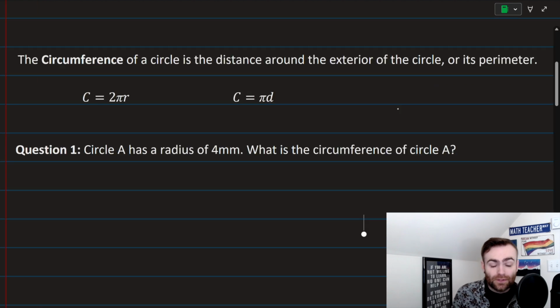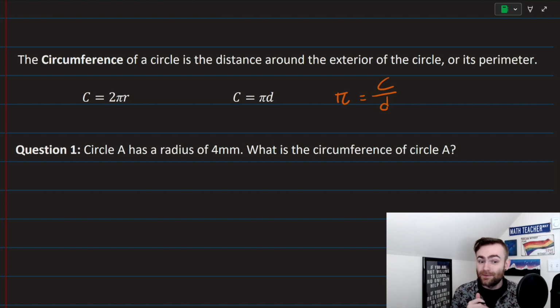Let's keep going. The circumference of a circle, or its perimeter, is 2 times pi times r, or pi times the diameter. That's actually how pi is defined: the ratio of the circumference of any circle to its diameter. Interesting tidbit there, and pi is irrational because that ratio is irrational. Fun stuff. Let's try a problem.